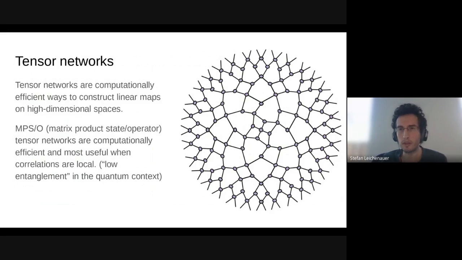And the spirit of this work is that we're just getting started. So that's why we use matrix product states. More on that later, but this is motivation.